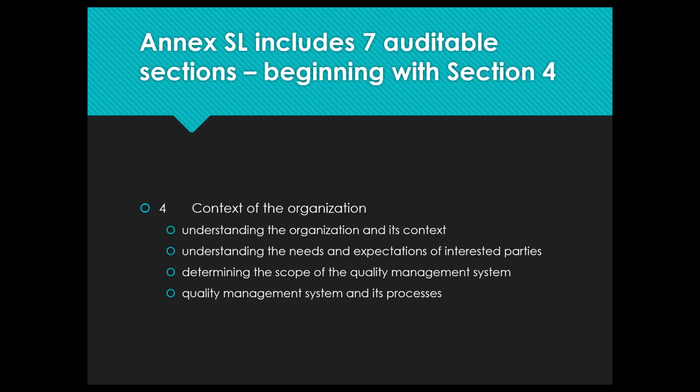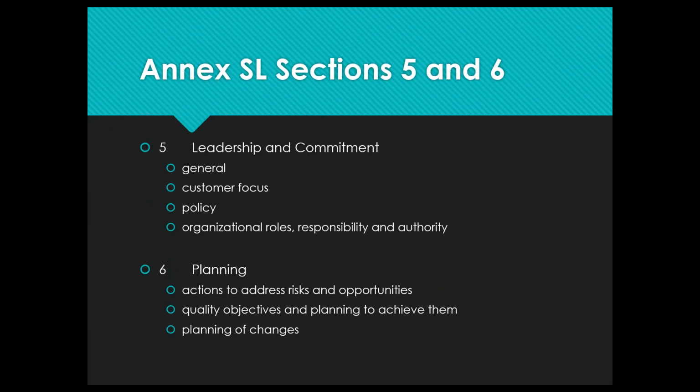Quality management system is covered here, the idea of processes. Interested parties is covered here. The scoping of the quality management system is covered here. Very high-level stuff. In section 5, we have requirements that pertain to the development of the quality policy, defining responsibility and authority, focus on the customer. There's some very important managerial and leadership requirements that appear here.